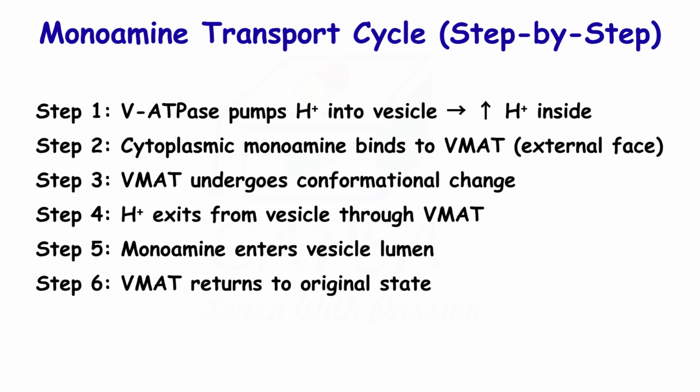Now let's talk about the transport cycle of VMAT in sequential steps. So first, V-ATPase acidifies the vesicle by pumping in protons. This establishes a high internal H plus ion concentration. Then a monoamine molecule in the cytosol, like dopamine or serotonin, binds to the outward facing side of the VMAT. This binding triggers a conformational shift in the VMAT protein.